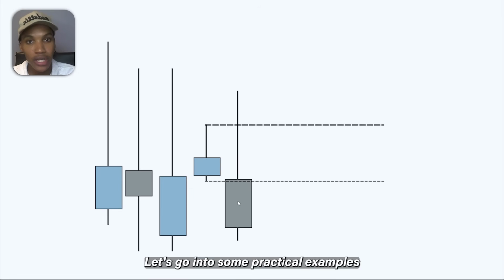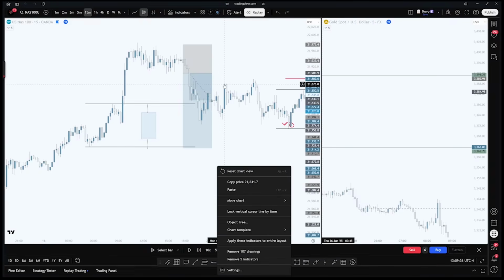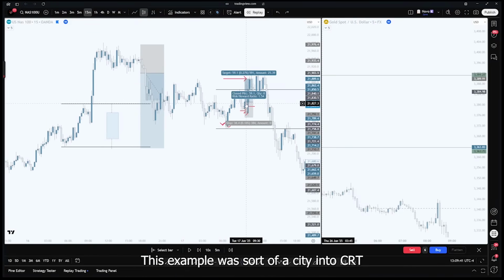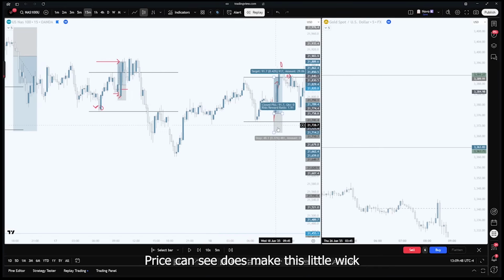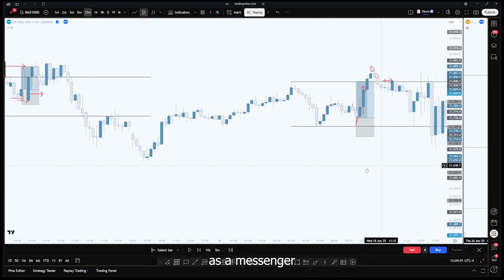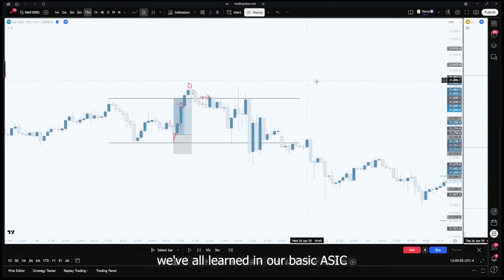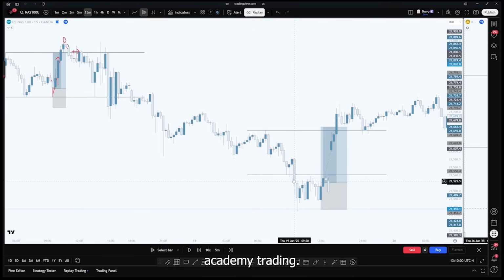Let's go into some practical examples that we took this week that you guys can also use and journal as your data. Examples are all just differentiations of this. This example was sort of a CIT into a CRT because price did sweep the high, then reverse. This one as well, price does make this little wick. Zoom this in here. It does make a wick into this area and then goes to the high. Simple liquidity sweep that we've all learned in our basic ICT Academy trading.